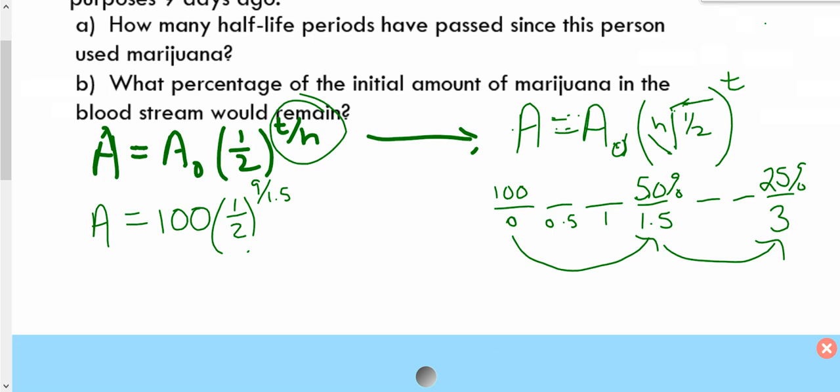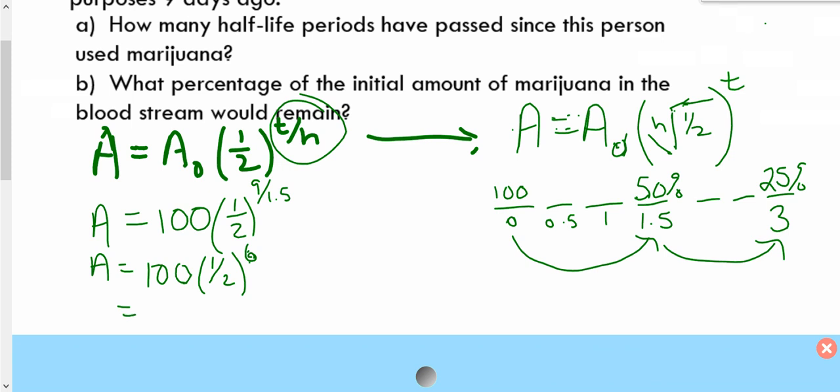So I can count if I wanted, or I can just figure out the proportion using the formula, and I can calculate that there was 6 total half-lives that passed. There's my exponent of 6. And now I'm just plugging that into my calculator.